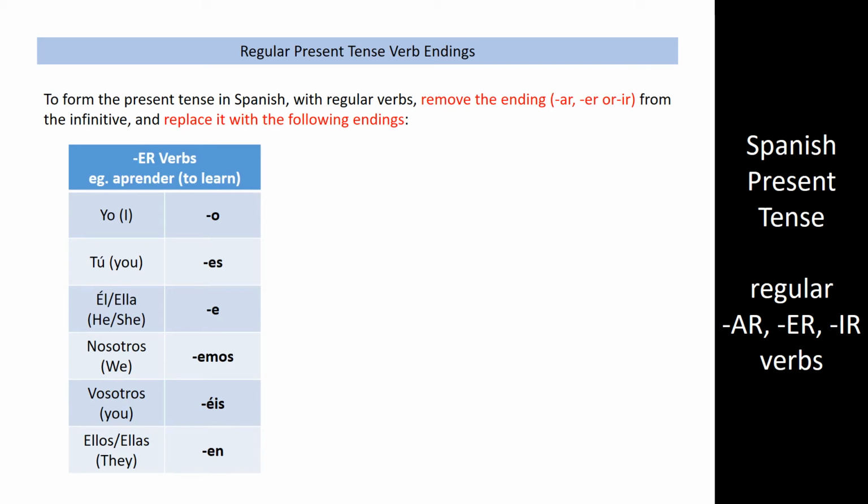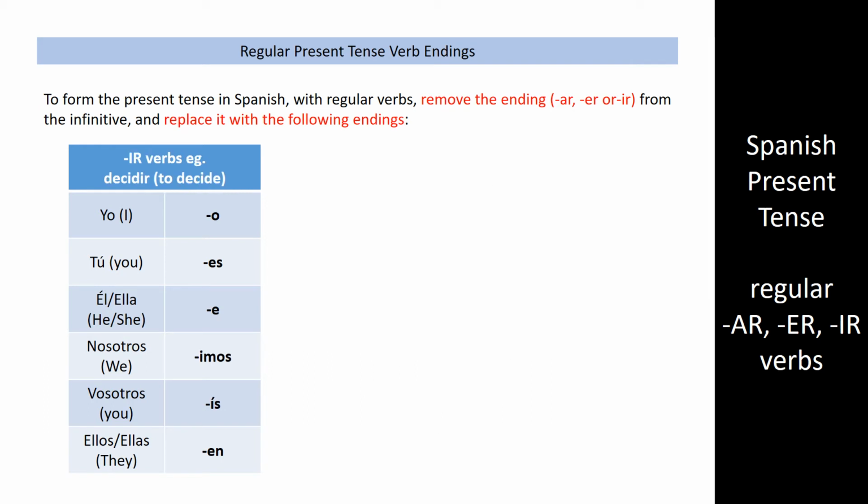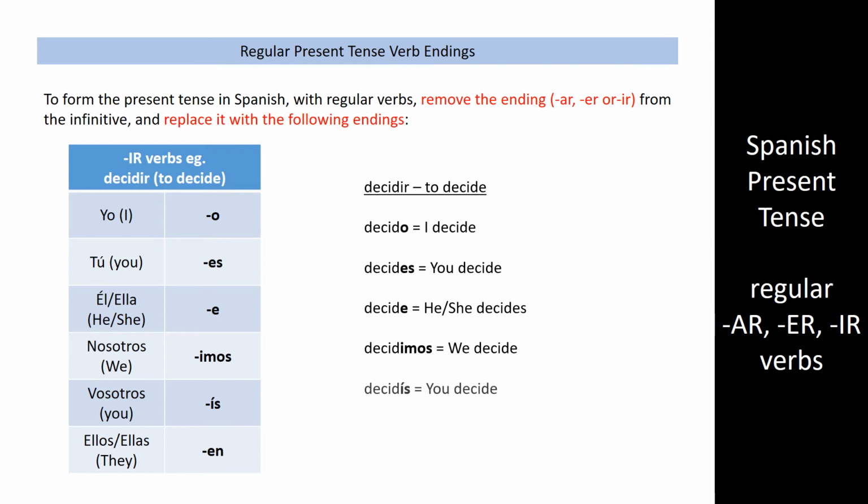For the ER verbs, same thing. Aprender is the verb to learn, aprendo, aprendes, aprende, aprendemos, aprendéis, aprenden. And for the IR verbs, decidir as your example, to decide, decido, decides, decide, decidimos, decidís, and deciden.